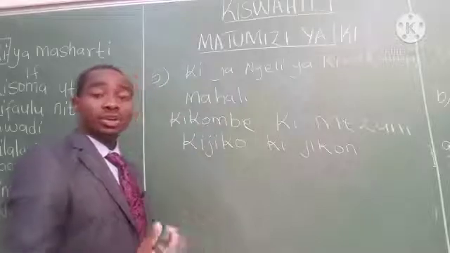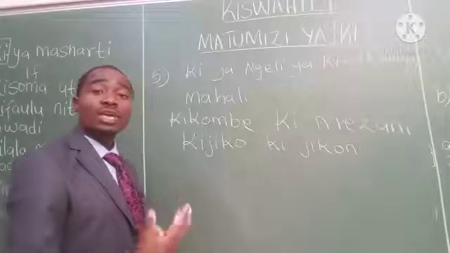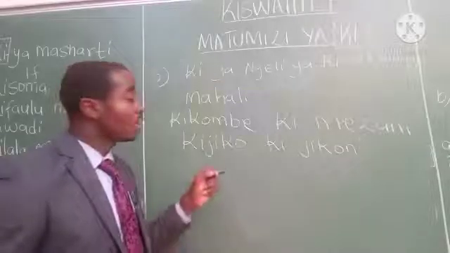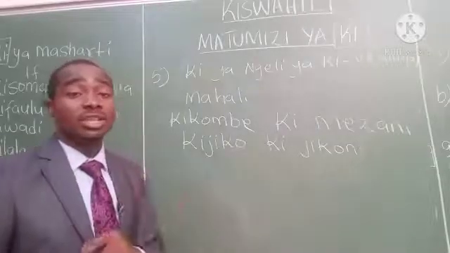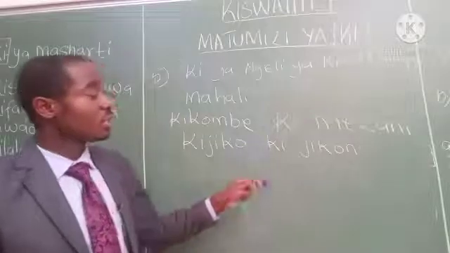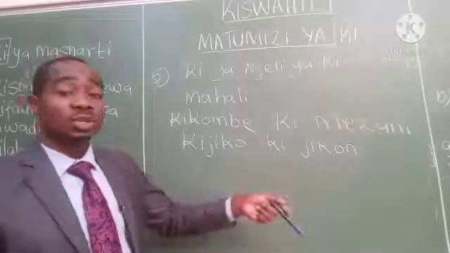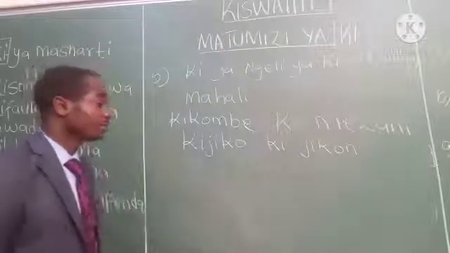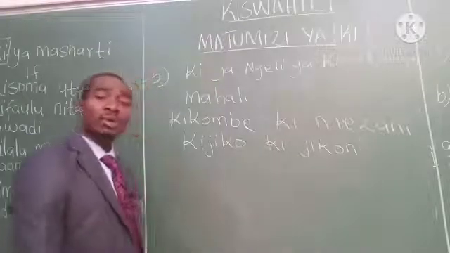Kijiko ki jikoni. Kijiko ki jikoni. The spoon is in the kitchen. Kijiko ki jikoni. Sawa. This is the position. Ki is in there. Okay. Sawa. We can add one more example here.